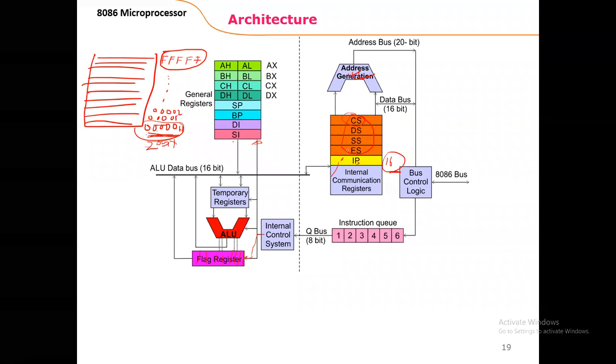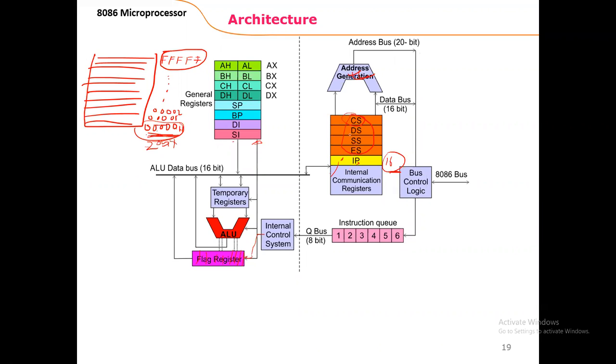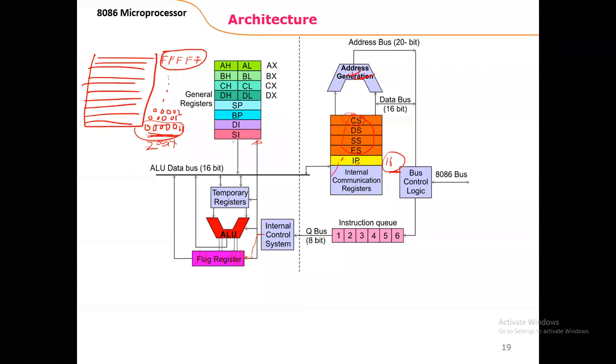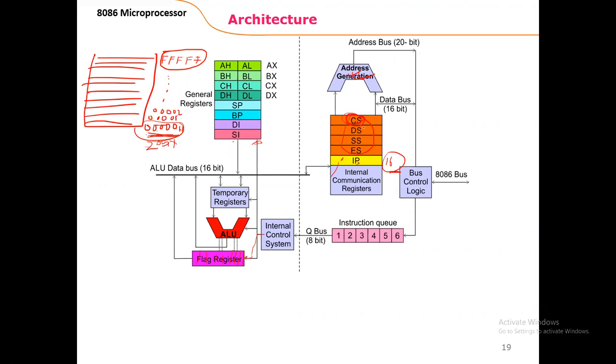One register holds one word, so IP must help. The code segment is the helping hand. The code segment and IP combined work to convert 16-bit to 20-bit. Okay, all are clear?